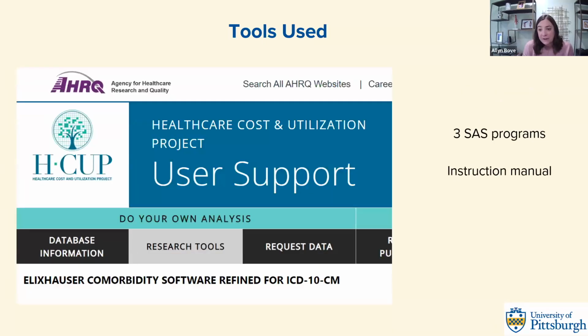We also use the list of diagnosis codes from the EMR for each patient to calculate an Elixhauser comorbidity index using a free tool that's provided online by HCUP, the Healthcare Cost and Utilization Project. And their website includes the SAS programs and the instruction manual.